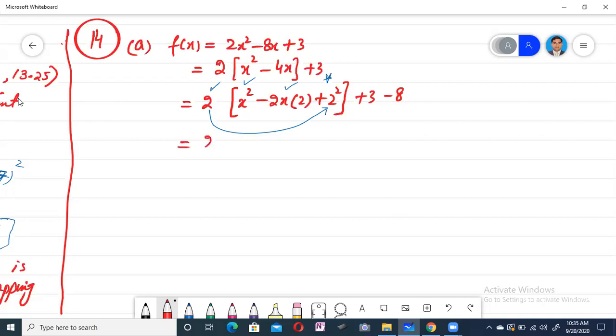Then this will be 2 into x minus 2 whole square inside the bracket, that is a square minus 2ab plus b square. Okay, a minus b whole square, and 3 minus 8 will be minus 5. This is the form, 2 times x minus b whole square plus c.